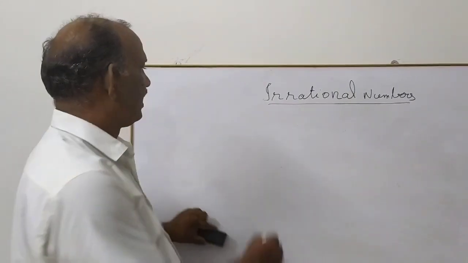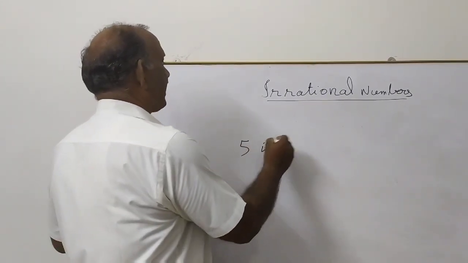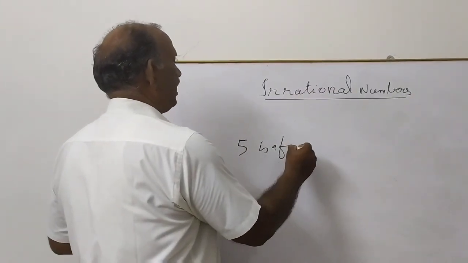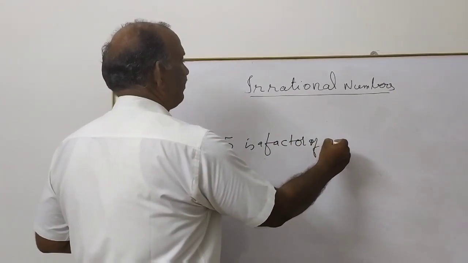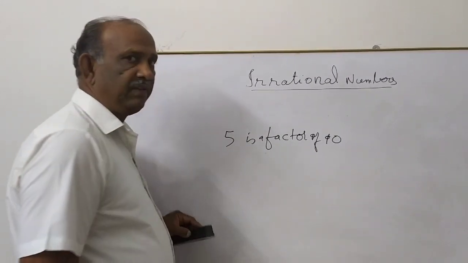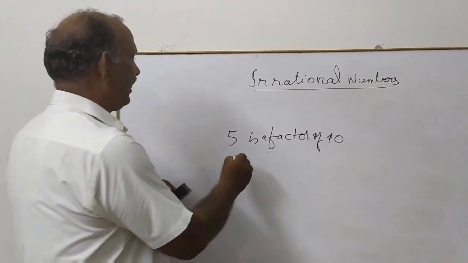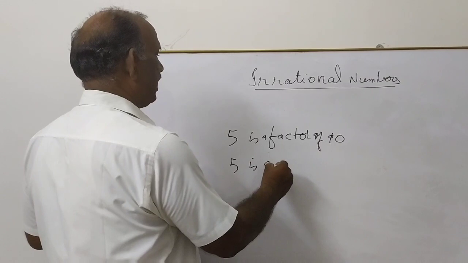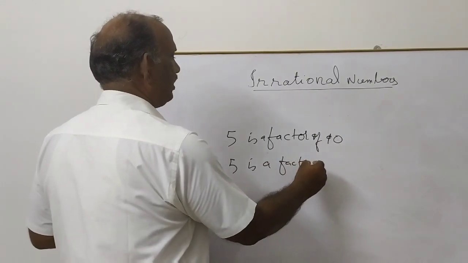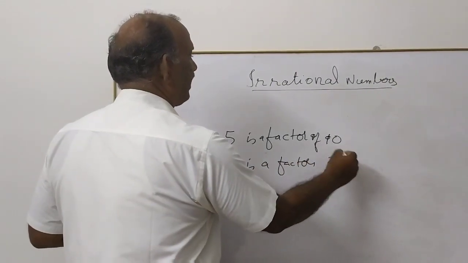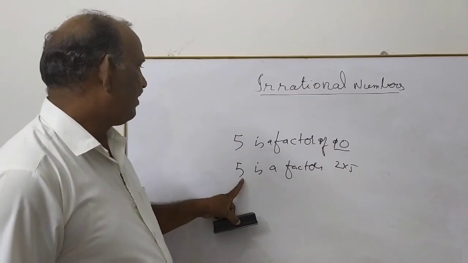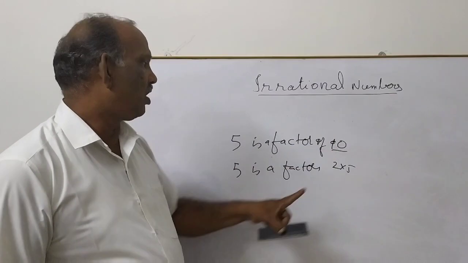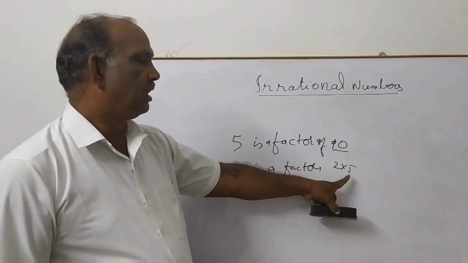Suppose 5 is a factor of 10. So we can write down that 10 can be written as 2 into 5. So 5 is a factor of 10, or 5 is a factor of 2 into 5.